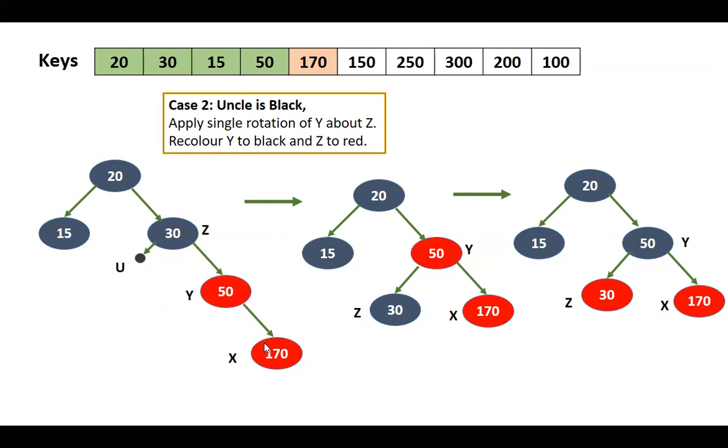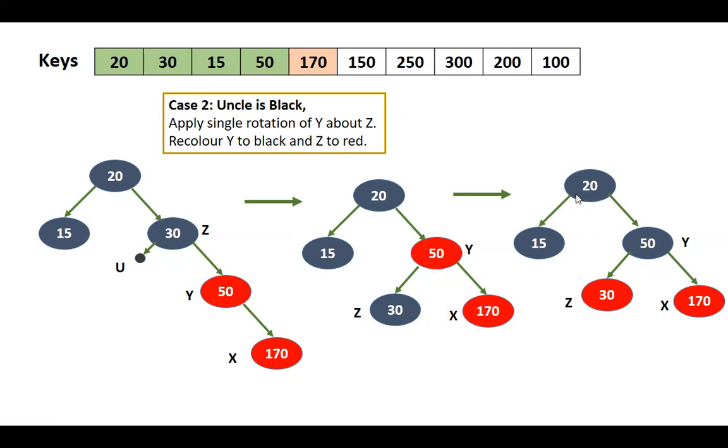Now single rotation is where you rotate Y above Z, right? So Y moves up, Z becomes its left side and X becomes its right side. Is it fine? So this is the single rotation we have carried out, and then you need to recolor the nodes. So what you do now is change the color of parent to black, right? And change the color of grandparent, that is Z, to red.